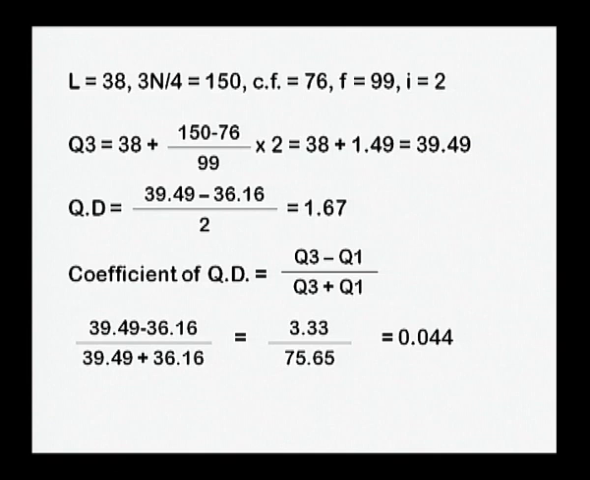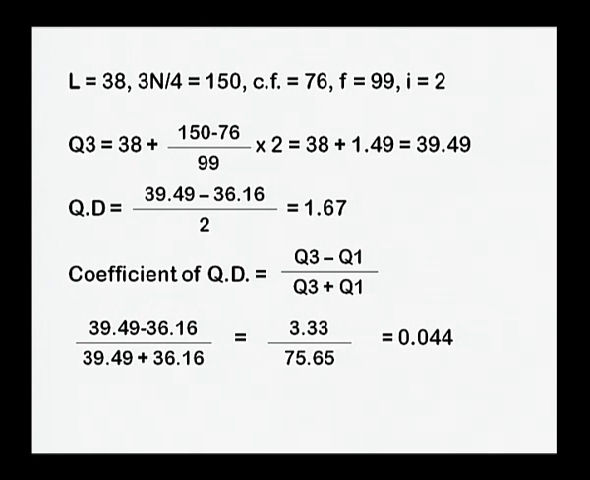CF again, that is the cumulative frequency preceding the class interval in which Q3 lies, and frequency means the frequency of the class interval in which Q3 lies, and that is 99. And i again is the difference of the class interval in which Q3 lies. Now, we substitute the values. Q3 is equal to 38 plus (150 minus 76) divided by 99 and multiplied by 2. In this way, we calculate 38 plus 1.49, and that is equal to 39.49.